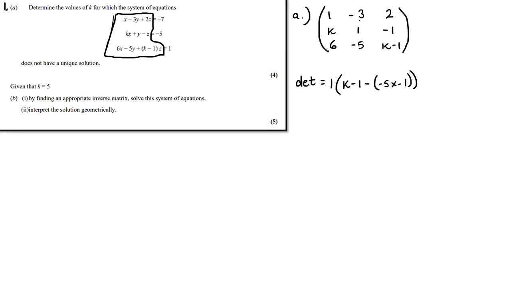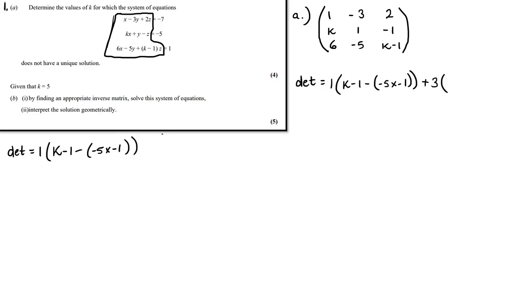We now move to the next element here. This is minus 3, and normally this would be minus, but because this is a minus as well, it's minus of a minus, which is the same as adding it. So it's 3 lots now, and we might run out of room, so I'll start down here. We're looking for the determinant. So we've got one lot of what we had so far, k minus 1 minus 5 times minus 1.